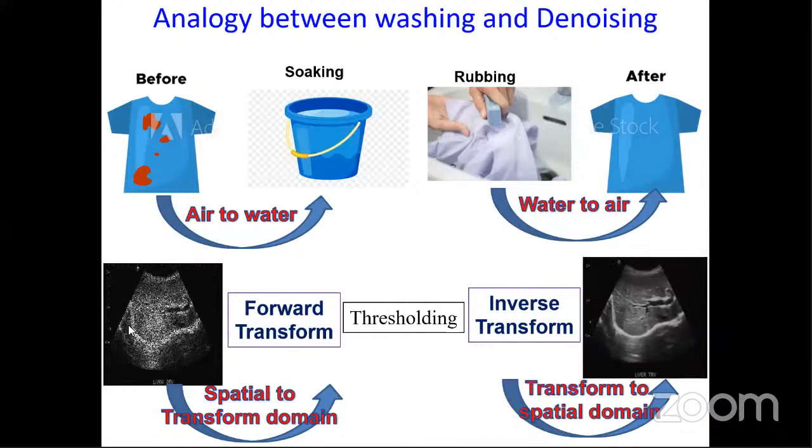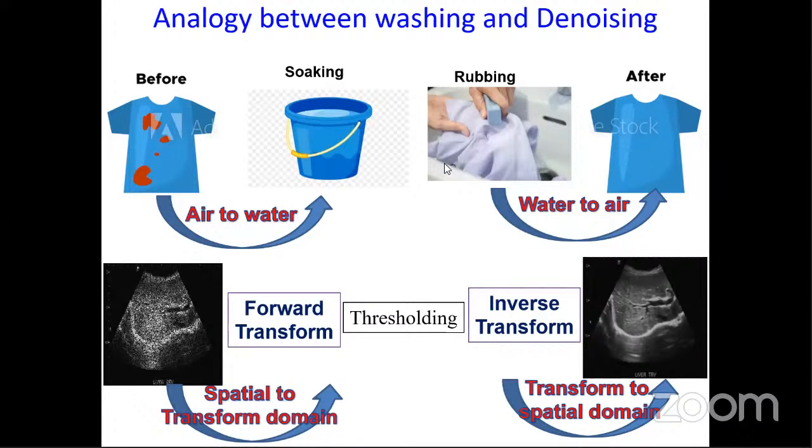Now you see that this image is corrupted by speckle noise. That noise has been minimized here. So here I cannot say whether it is a liver image or not. Here I can very well say that it is a liver image. That means I can preserve the information as well as minimize the noise in the signal. Now, did you get clarity with respect to this analogy? Any doubt? If you have any doubt, feel free to interact with me.